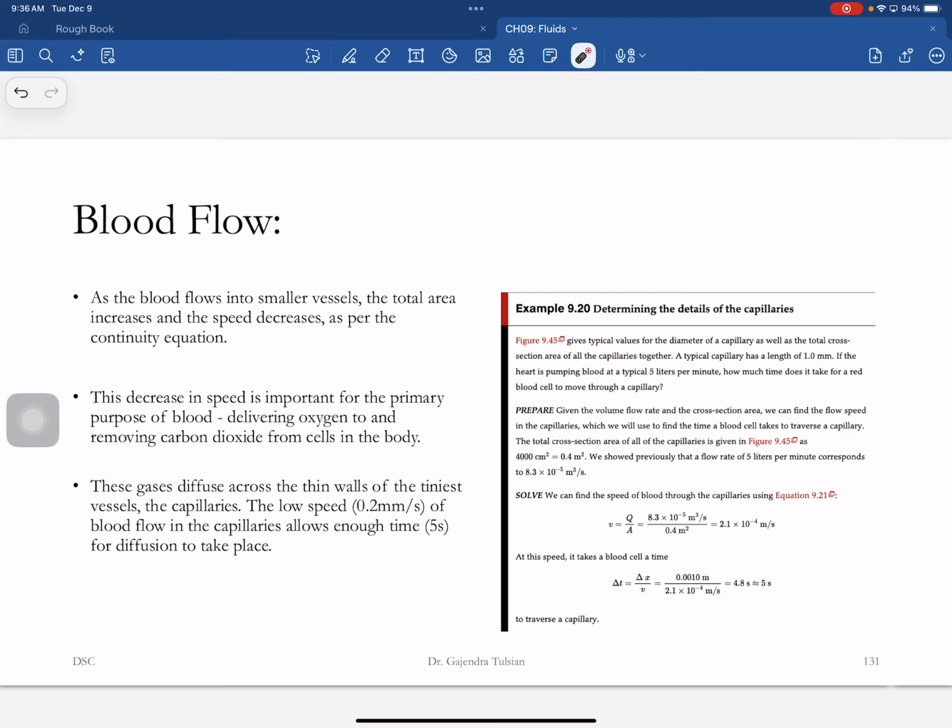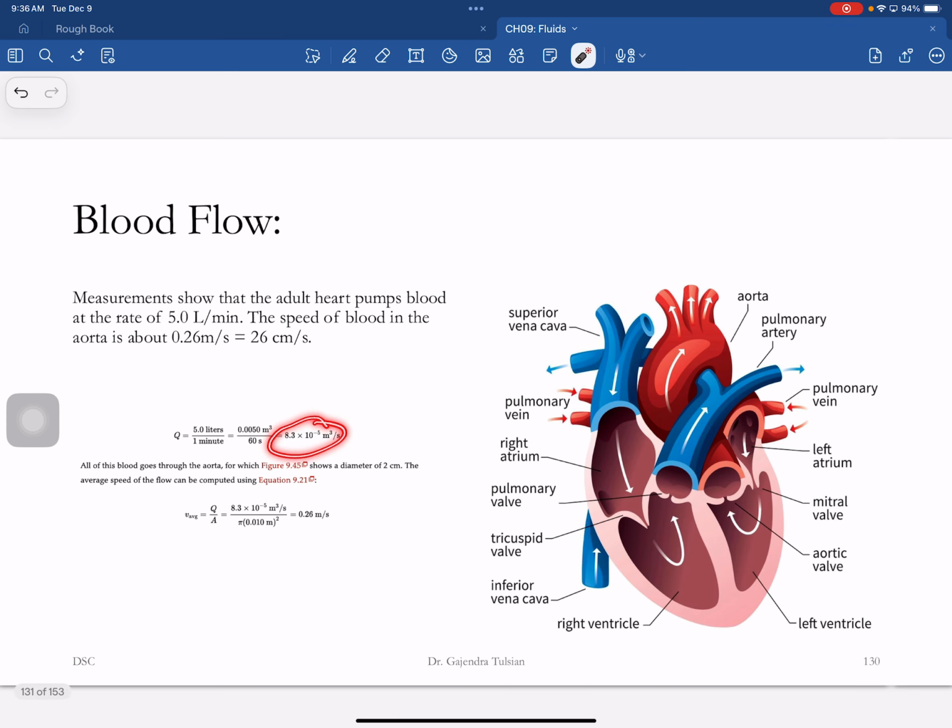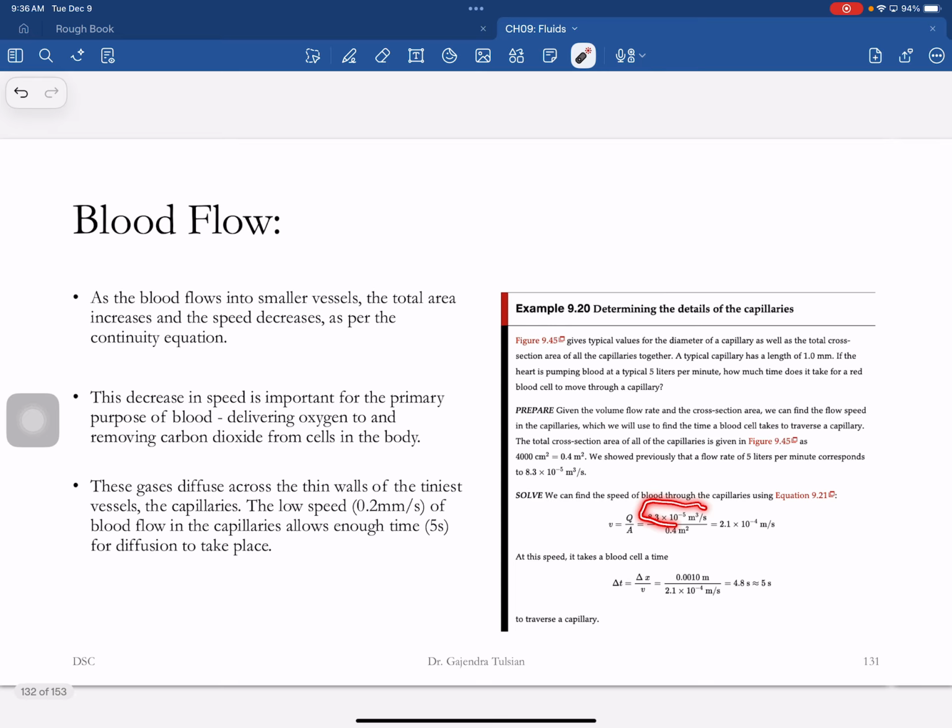And so if you calculate the speed of the blood through the capillaries, it's the flow rate divided by the area. There's the flow rate we had calculated, from 5 liters a minute, divided by the area. That gives you that much. That's 0.2 millimeters a second. This is about 10 to the minus 3 meters is a millimeter. So this is 0.21 millimeters per second.